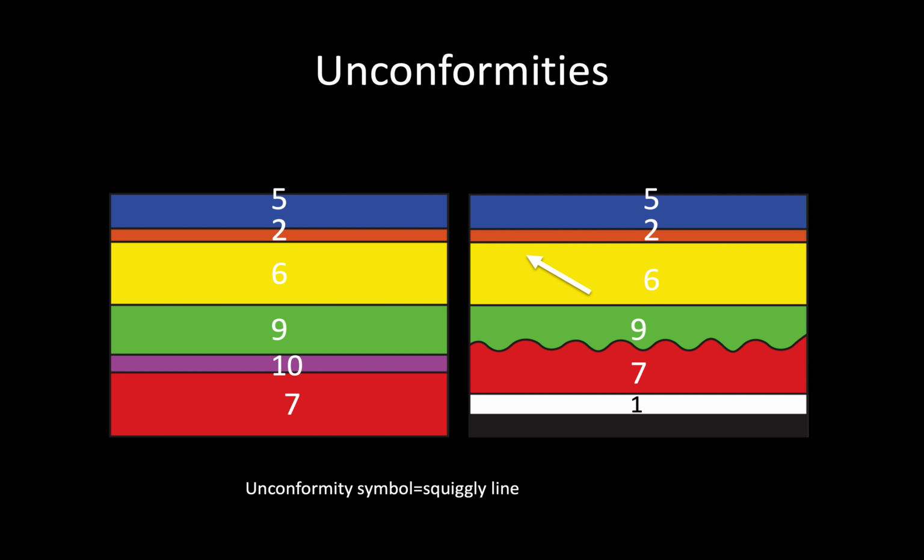So, these are generally represented by a squiggly line. If you look here, between 7 and 9, here's 7, here's 9. We have this nice purple layer 10. Let's say something weird happens to layer 10. It disappears. We mark it with a squiggly line.